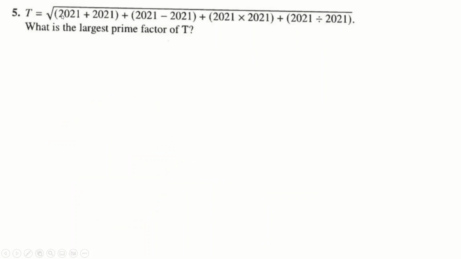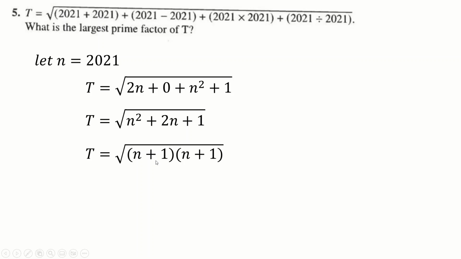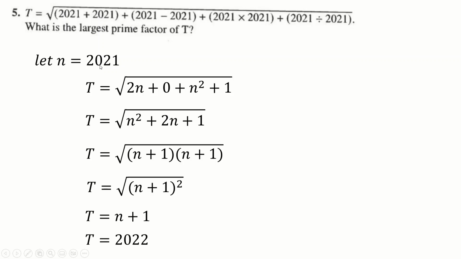Question 5, another nice question. Maybe to deal with this, let's just pretend 2021 is n, because that actually shows you that the algebra works out very nicely. This obviously doesn't matter. We can write this in the normal quadratic order, factorize it. This is n plus 1 squared. You can sort of cancel this with this. Technically you need a modulus sign, but it doesn't matter for this question. You just get n plus 1. N was 2021, so the answer is 2022.